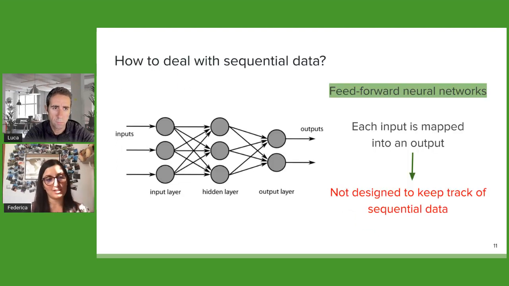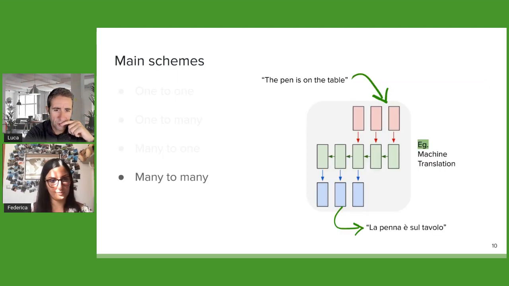Instead, when we have to deal with sequences, things get complicated because a feed-forward network, yes. And I have a question for you, Federica. If you can go back, just to give our audience the ability to understand the different schemes. Each block there, what is each block? Is it a word? Is it a piece of a sentence?